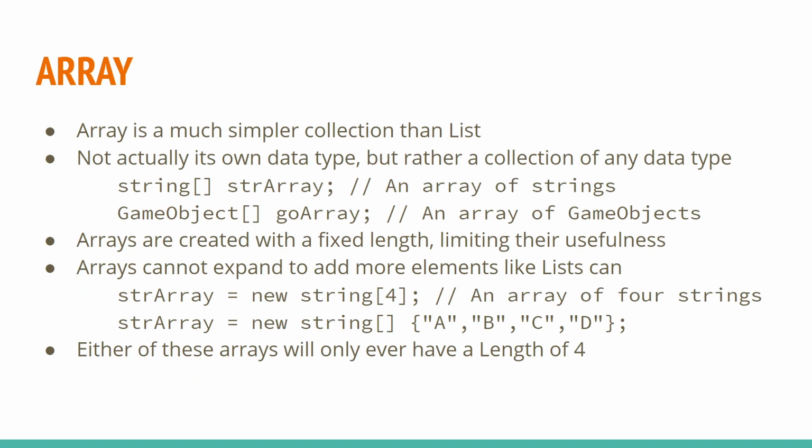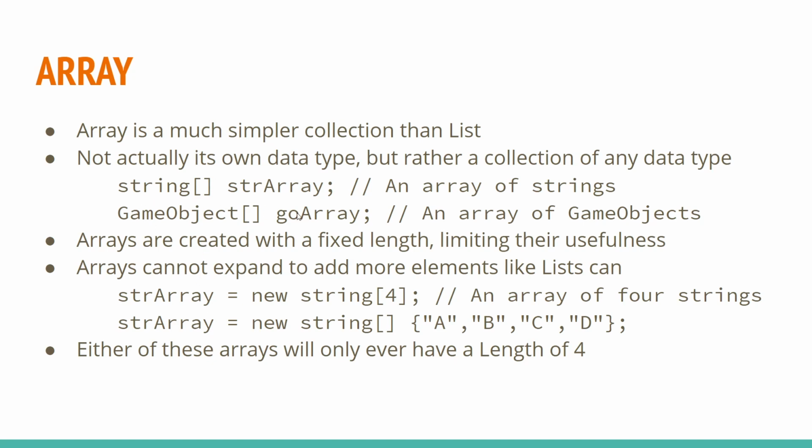It may not seem it, but arrays are a much simpler collection than a list. They are not actually their own data type, but rather a collection of any data type. So they're really about just managing space as opposed to doing some of the more elaborate things that lists can do. If you look at the code, they may wind up looking very similar though. So imagine we have an array of strings that we declare here. This is how we would declare them.